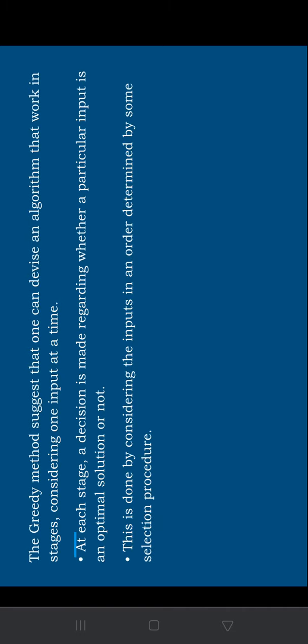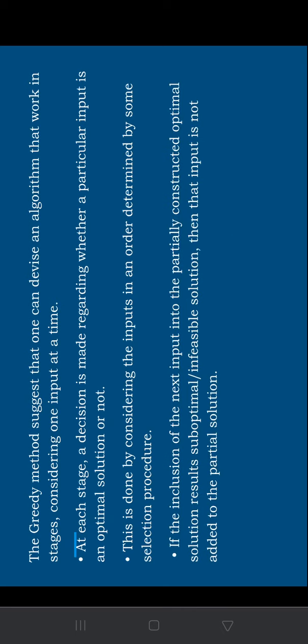This is done by considering the inputs in the order determined by some selection procedure. If the inclusion of the next input into the partially constructed optimal solution results in a suboptimal or infeasible solution, then the input is not considered. This is how the greedy approach works.